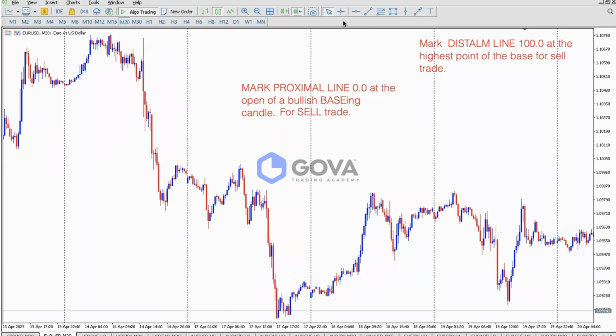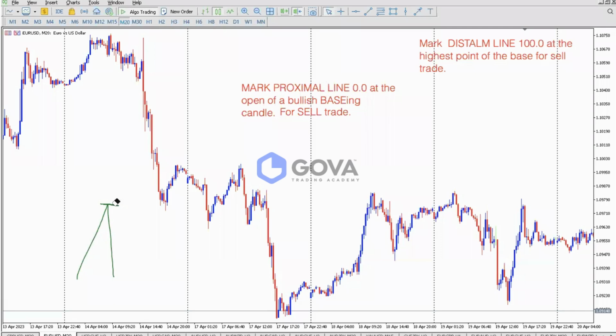Now, look at the chart. On this zone, I believe you can see that our distal line is at the highest point. This is the rally in price. This is the base generally, and this is the drop in price. So in this area we have our highest point. If you have a formation like this, rally base drop, the highest point of the formation is here, the tip of that area, okay?